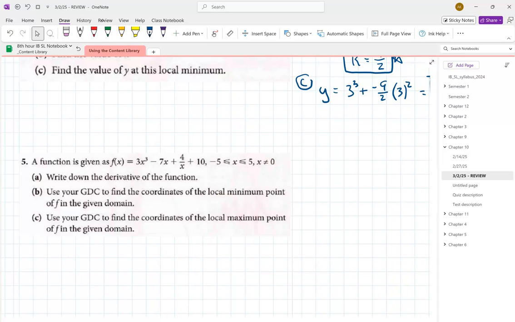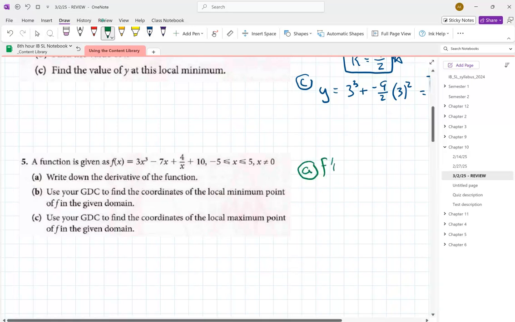All right. Number 5, it says f of x is given as yada, yada, yada from -5 to 5 and x not equal to 0. Write down the derivative. Who can tell me what the derivative is for this f of x?